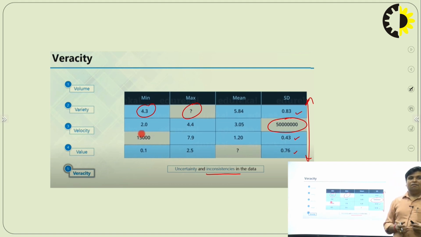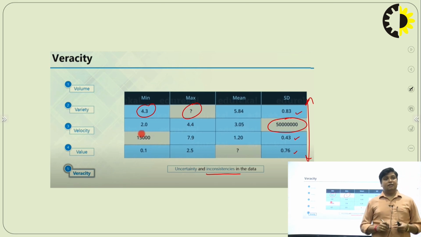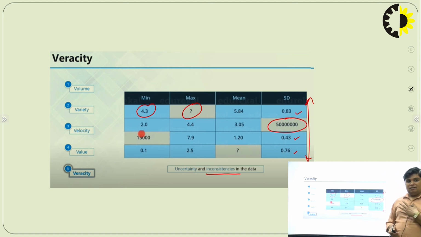So, these are the 5 characteristics of big data: volume, variety, velocity, value and veracity.